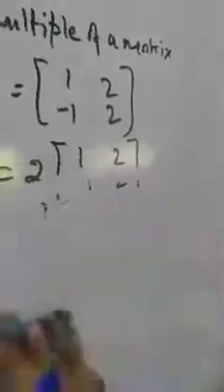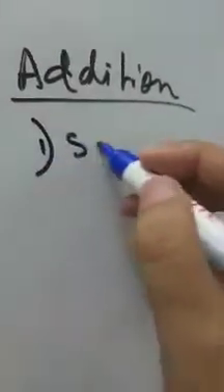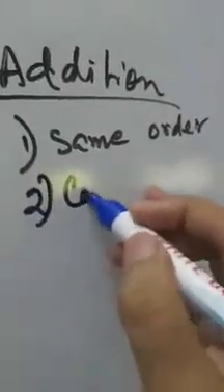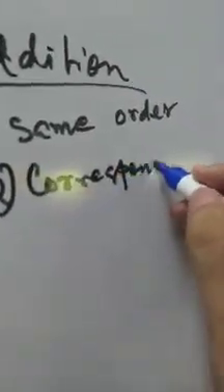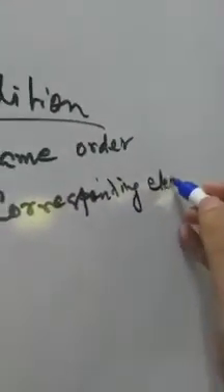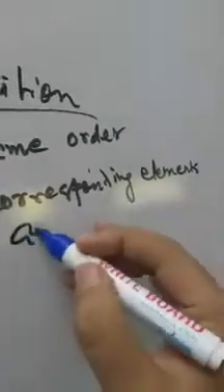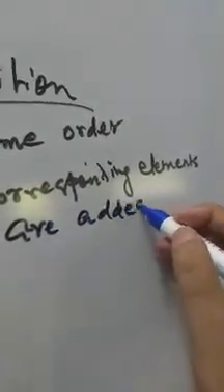Two matrices are qualified to be added or subtracted only if they are of the same order. For addition, the first condition is that the two matrices must be of the same order. If the two matrices are of the same order, then only they will be added. Second, corresponding elements are added. Let us take one example. If they are of the same order, then only they can be added.